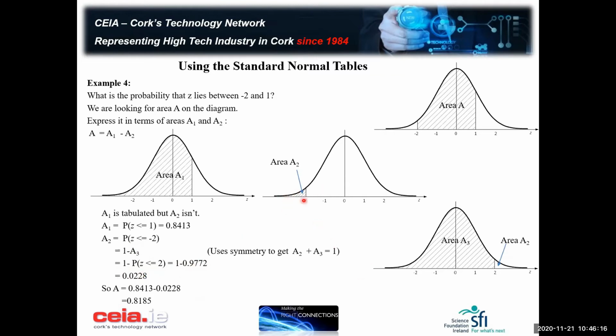And we need to subtract A2 from A1. So we subtract this value from this value, and I get 0.8185. So that tells us that 81% or 82% or thereabouts of values lie between -2 and +1 standard deviations from the mean.